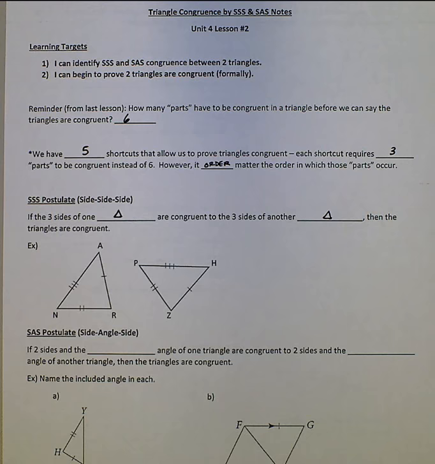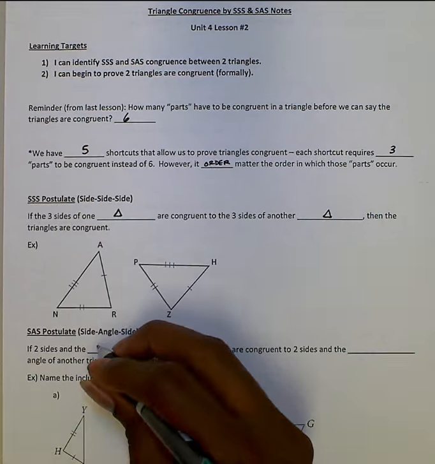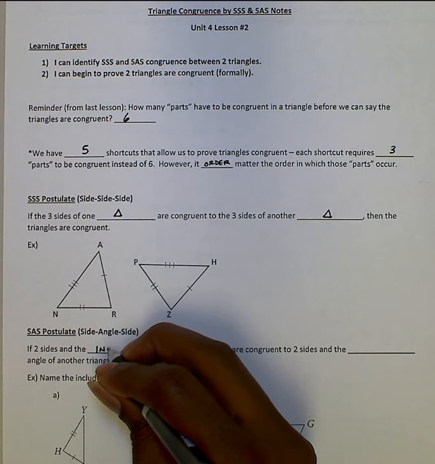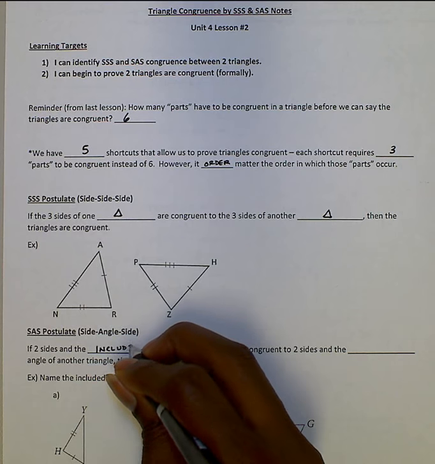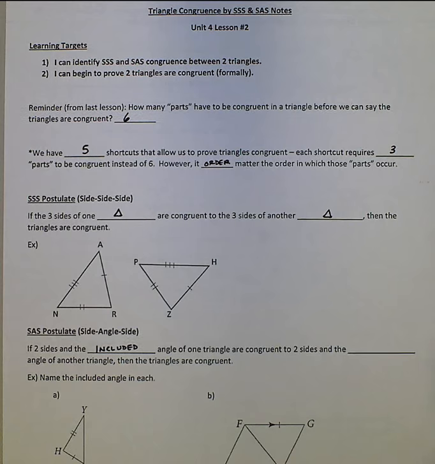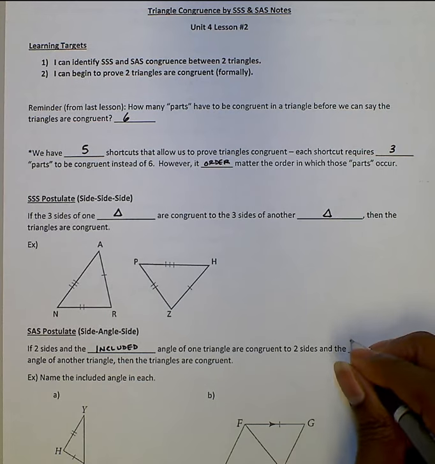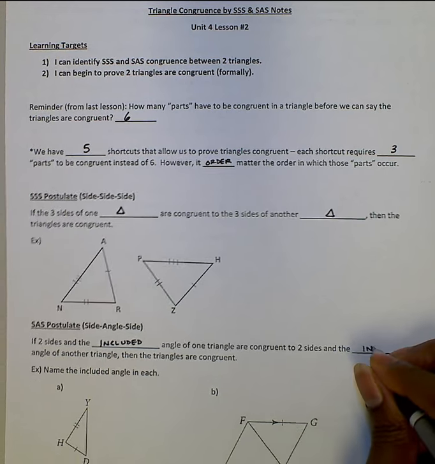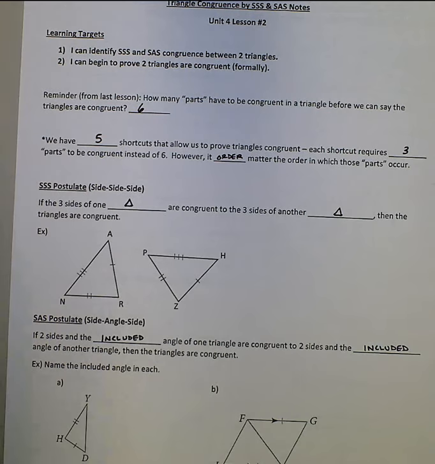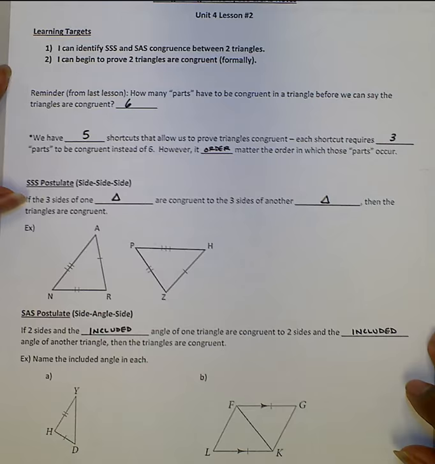The side angle side postulate says if 2 sides and the included angle, and we'll talk about what that means in a second, of one of the triangles are congruent to 2 sides and the included angle of another triangle, then the triangles are congruent.